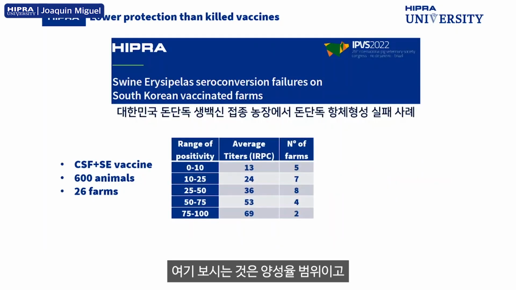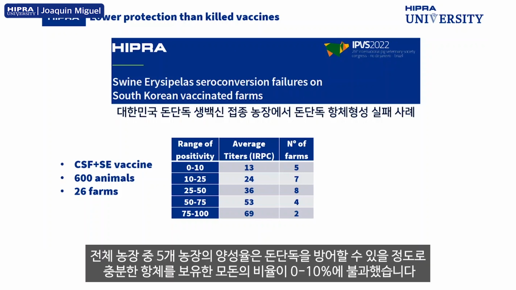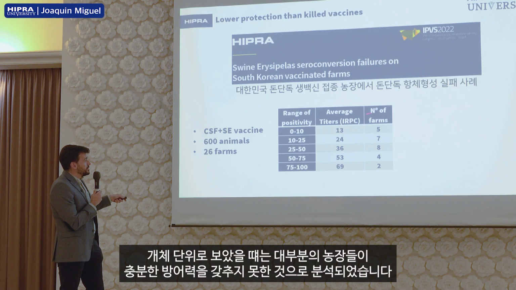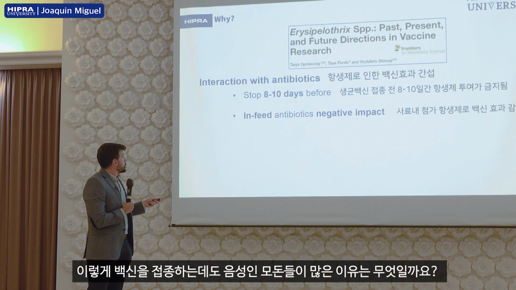And what we can see here is the range of positivity. Here we have the number of farms. We can observe that 5 farms had only a range of positive animals, meaning with enough level of antibodies to protect against erysipelas, between 0 and 10%. It is even more farms than those that would be in a range where they would be protected in terms of population. Okay, and why?